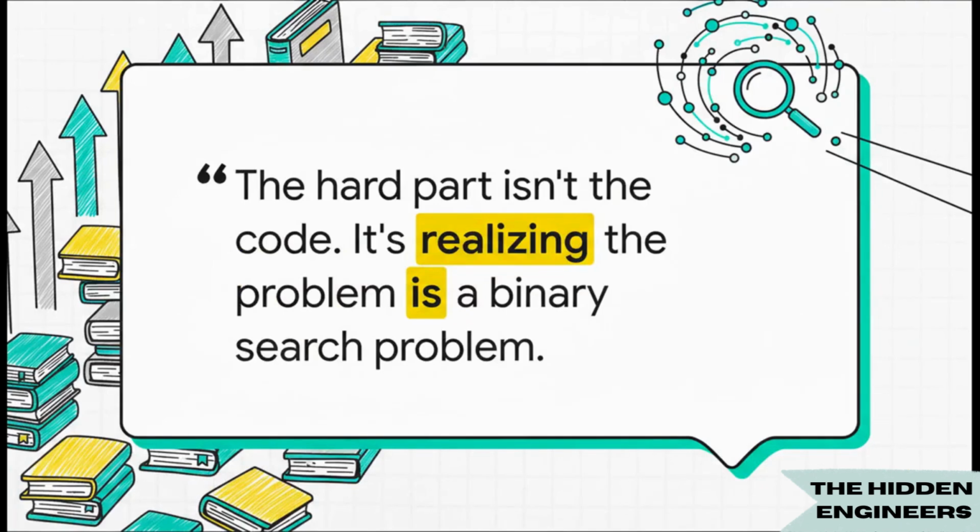And really, this is the most important thing to take away from all this. Writing the code for a binary search, that's the easy part. The real skill, the thing that interviewers are actually looking for, is being able to look at a complex-sounding problem like allocating books and see the simple monotonic structure that's hiding underneath. It's all about pattern recognition.